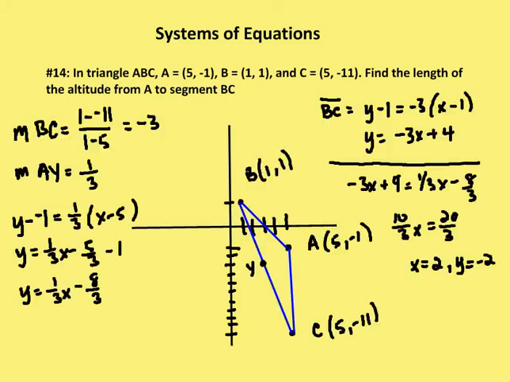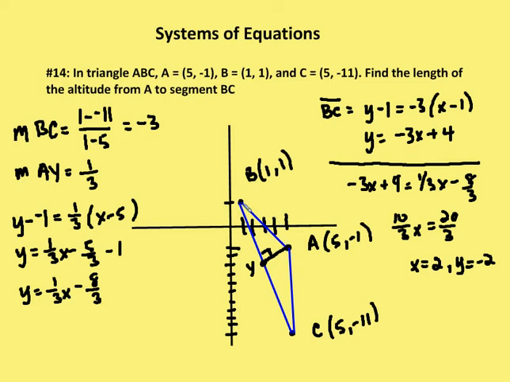Let's draw it out. First thing I do is I graph out my triangle. I have B at (1, 1), A at (5, -1), C at (5, -11). And we're trying to find the length of the altitude from A to segment BC. So what we're trying to find, I'm going to identify this point as Y, is the altitude from A to Y. So there are a bunch of things we need to know in order to figure this out.